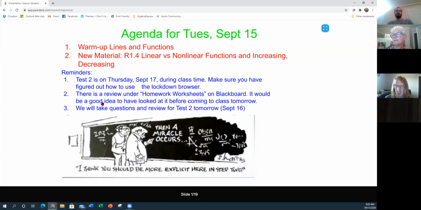So reminders, the test, of course, is on Thursday during class time. Make sure you figured out how to use the lockdown browser. Some of y'all had not, and I know it wasn't all your fault either, but just before class that day, I would definitely go in and make sure you know how to do that. There is a review under homework worksheets on Blackboard. It would be a good idea to have looked at that before you come to class tomorrow, so you can highlight things that you might want to go over in more detail. And then tomorrow we'll take questions and review for the test. So today is the last new material that we'll be covering.